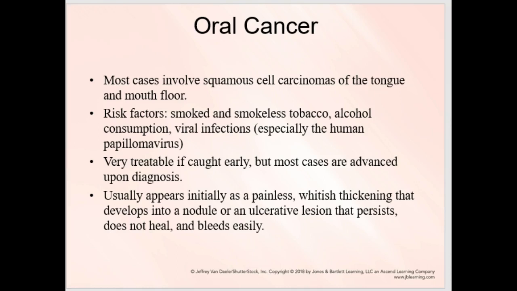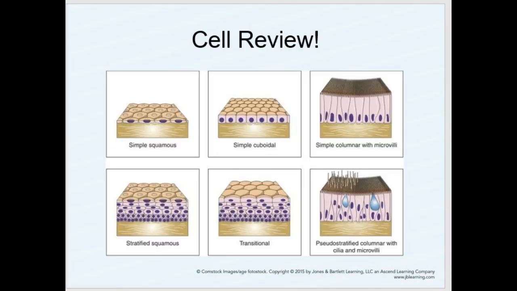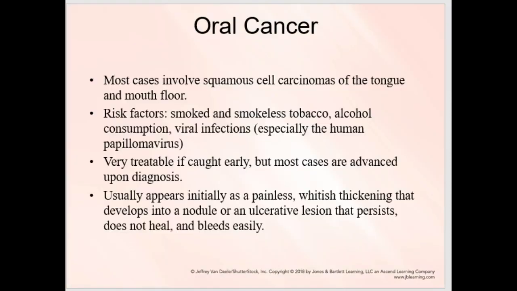Okay, in esophageal cancer, the esophagus has stratified squamous, but what happens is the bottom of the esophagus actually changes and the cells turn into this simple columnar, which makes it more prone to cancer. Okay, so I don't want to get too crazy, but I felt like I needed to do a little bit of a review there.